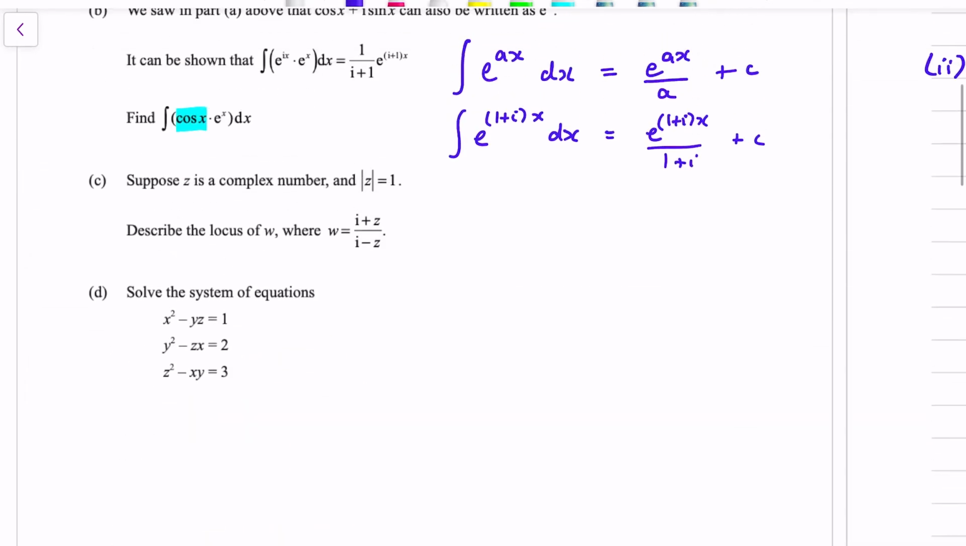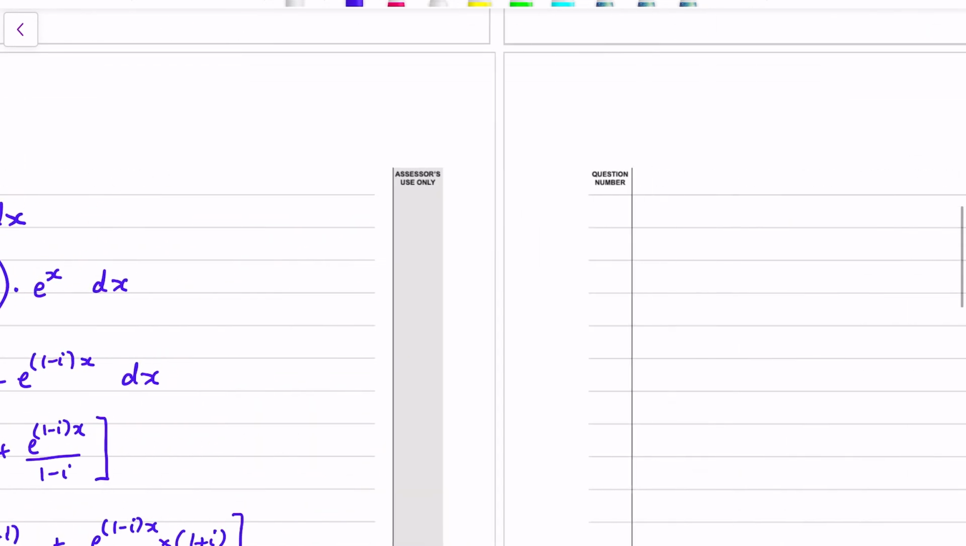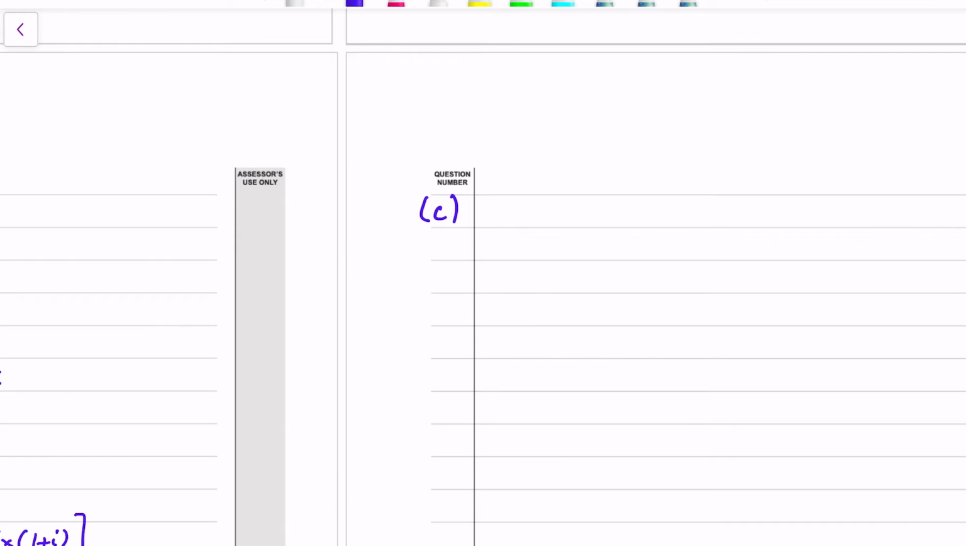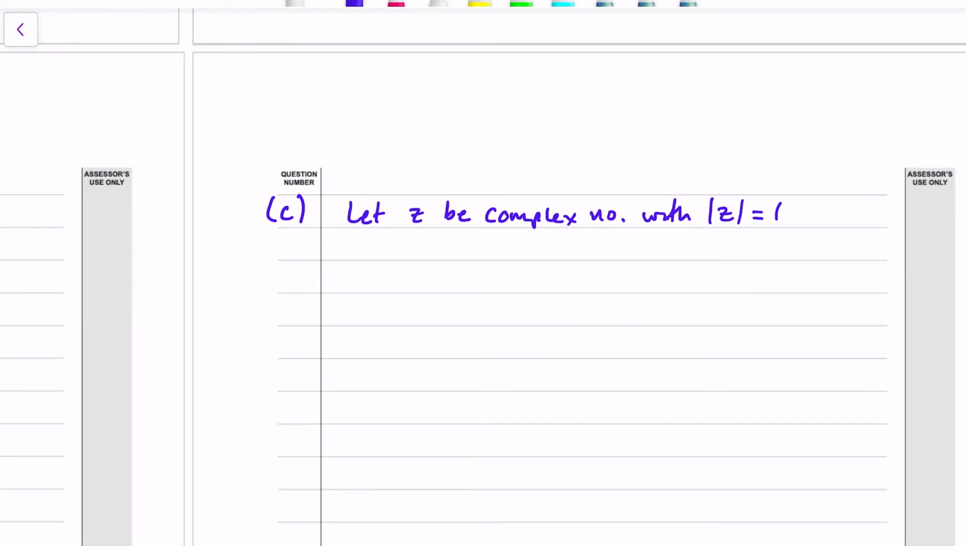Okay, the third question that we've got, part C. Suppose z is a complex number with the modulus of 1, describe the locus of W. A standard approach to solving this problem would be algebraic. So if we start off with: let z be a complex number with a modulus of z equals 1. That just means that if z is equal to x plus iy, you could use complex numbers as well. So you could start off with cos theta plus i sine theta, because we know its modulus is 1.